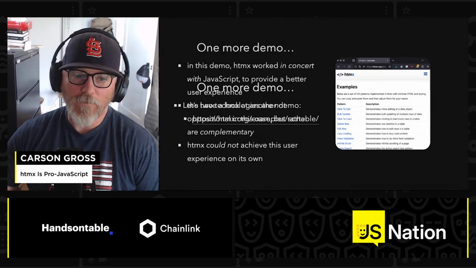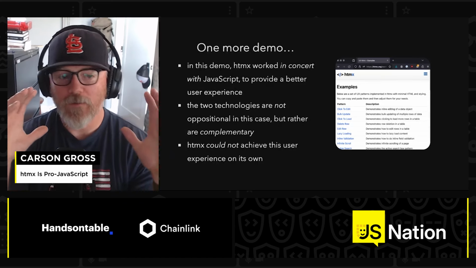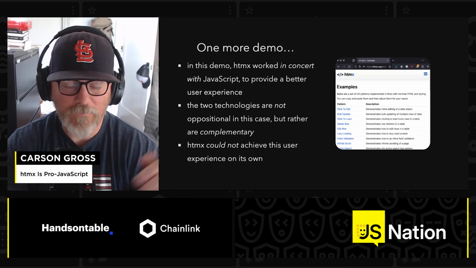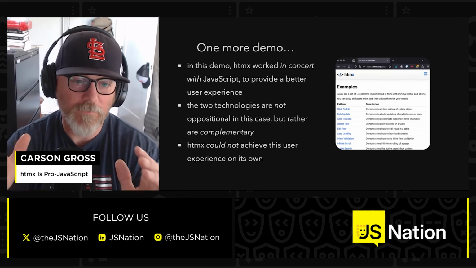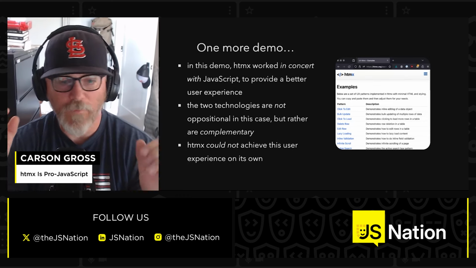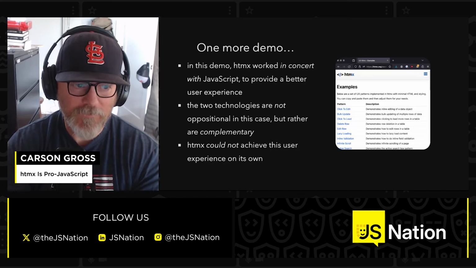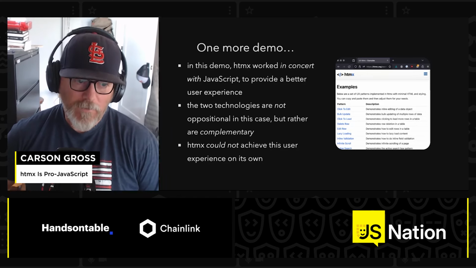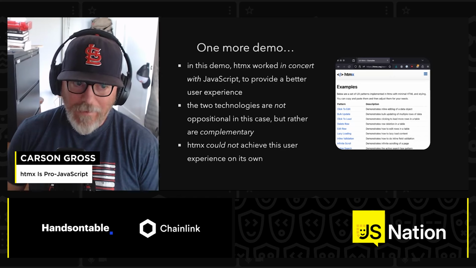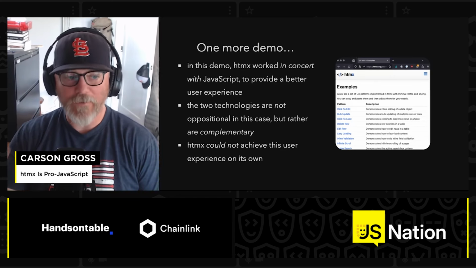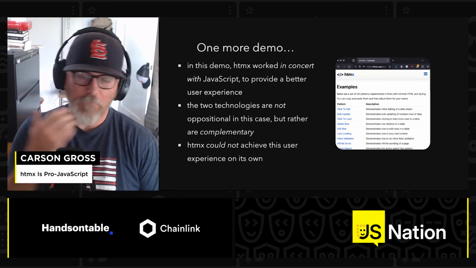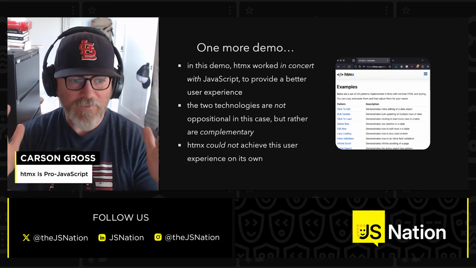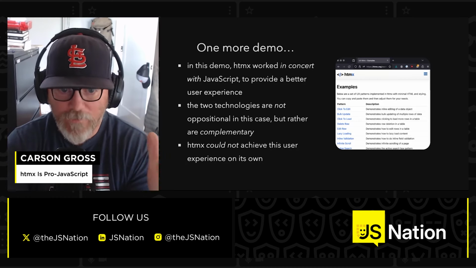Of a use of HTMX where it's working in concert with a JavaScript library. Sortable JS is obviously a JavaScript library, and it's providing functionality that the browser doesn't have. The browser does not support drag and drop, at least not as smoothly as Sortable JS supports it. And so we're able to support a better user experience by using both JavaScript and HTMX. So there's not an opposition there. Instead, they're complementary to one another.